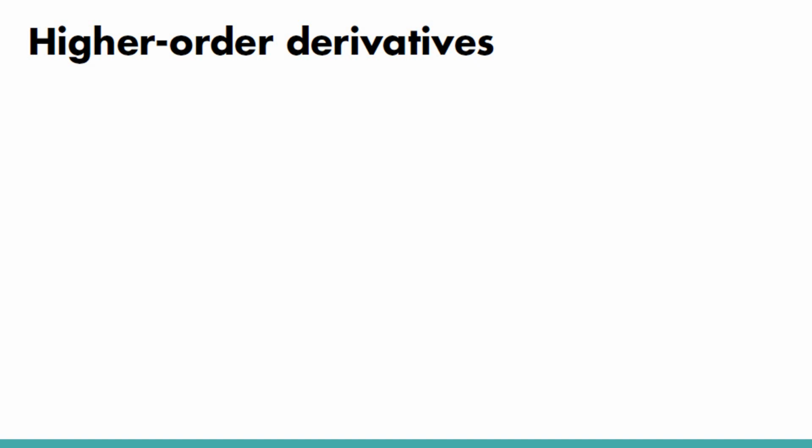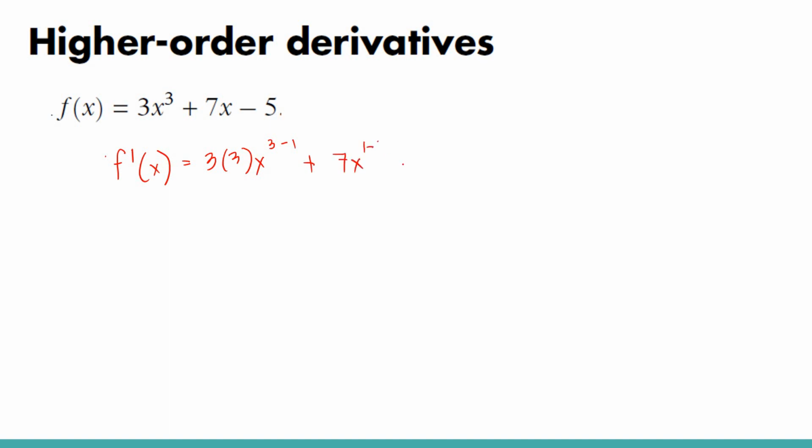Higher order derivatives. Higher order derivatives mean there is a first derivative, second derivative, third derivative, and so on. So there are higher derivatives. Example, this function given f of x equals 3x cubed plus 7x minus 5. So its first derivative is 3 times 3x raised to the power of 3 minus 1, plus 7x raised to the power of 1 minus 1, minus 0. So this is equal to 9x squared plus 7.